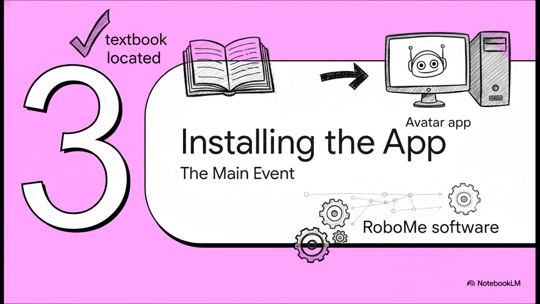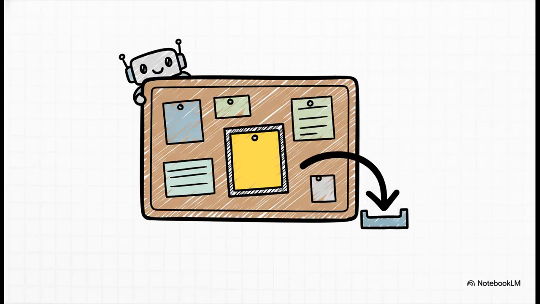And now for the main event. Part 3, let's get that Avatar app installed on your computer. To grab the app, you'll want to find the website's notice board. Just look for a post that's titled robome Avatar 1.2 Download. Inside that post, you'll find the download link. Just click that and let the magic of the internet do its thing.